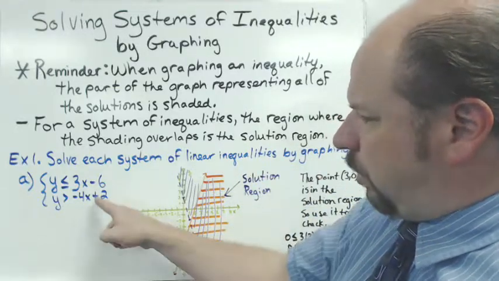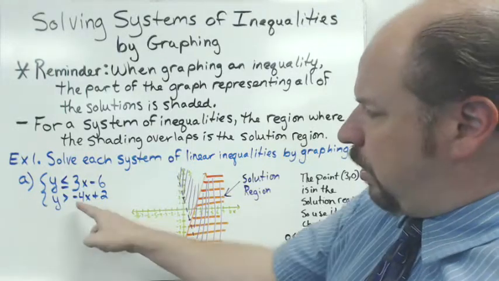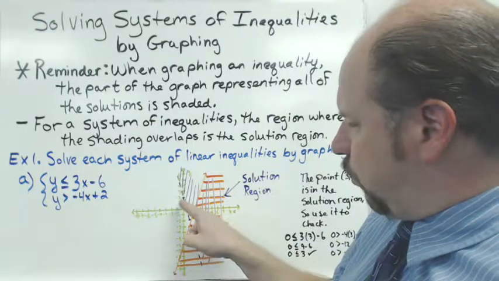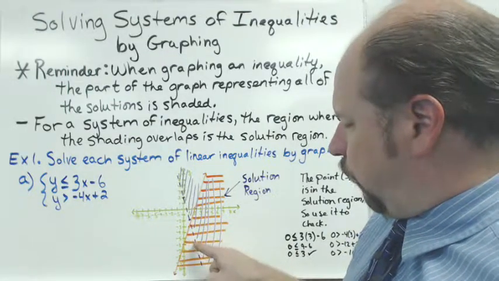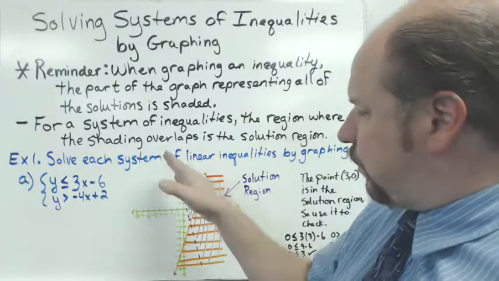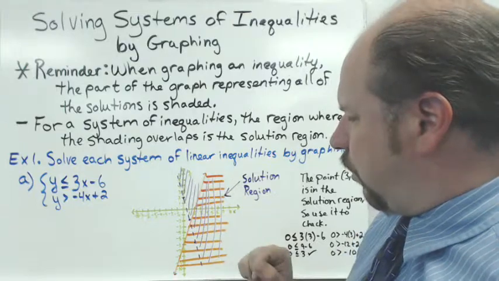Okay, next one has a y-intercept of 2. So I put a point at positive 2. It has a slope of negative 4. So we go down 1, 2, 3, 4, over 1, down 1, 2, 3, 4, over 1, plotted my points. And this time, remember, we need a dashed line. So I put a dashed line there.